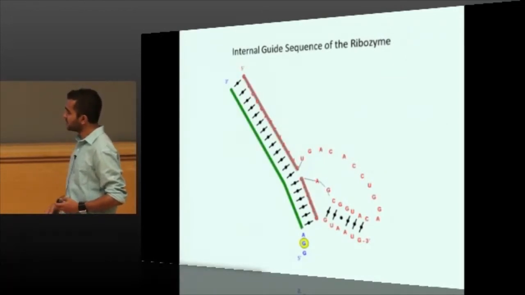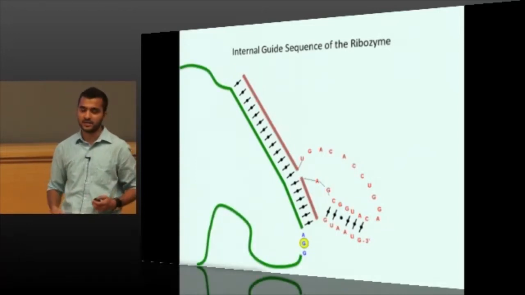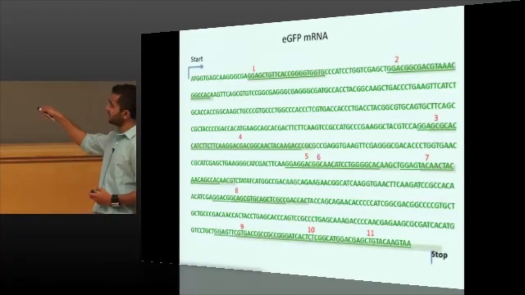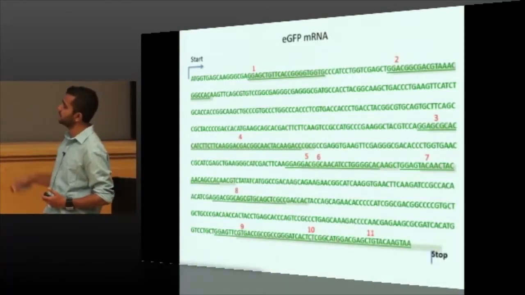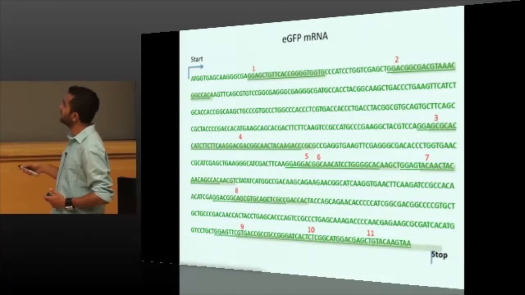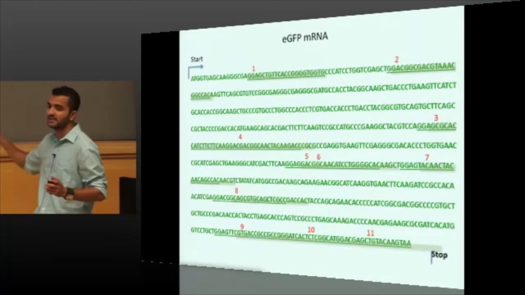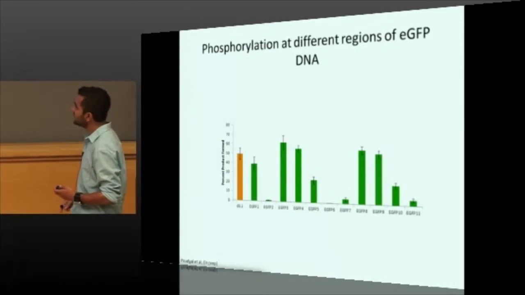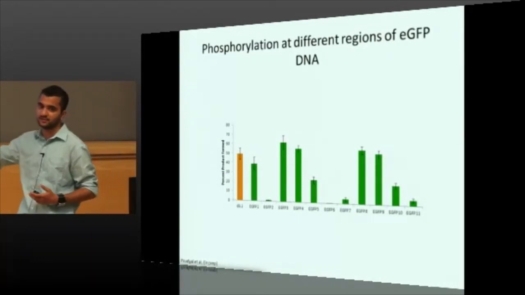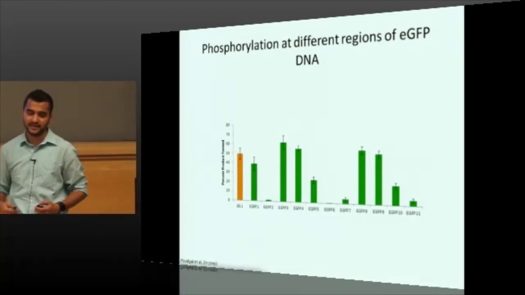So to answer that question, we started generating new ribozymes that would target sequences of a longer RNA chain. This is an enhanced green fluorescent protein mRNA sequence, and it turns out that it has 11 sites that have GGA sequence in them. I think everything has shifted, so you can't really see, but there are 11 sites that have GGA in them. We generated ribozymes to target each of these 11 sites, and it turns out we can phosphorylate multiple sites in enhanced green fluorescent protein.